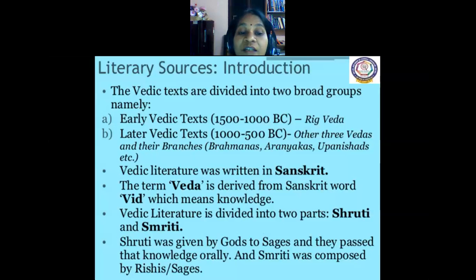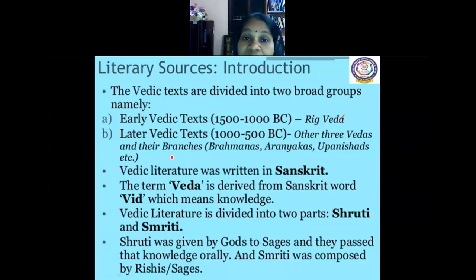The Vedic texts are divided into two broad groups, that is early Vedic and later Vedic. First early Vedic and then later Vedic. This early Vedic is from 1500 to 1000 BC. That is Rig Veda. The later Vedic text is from 1000 to 500 BC. This is very old, no? The other three Vedas and their branches, Brahmanas, Aranyakas, Upanishads, etc. Vedic literature was written in Sanskrit.